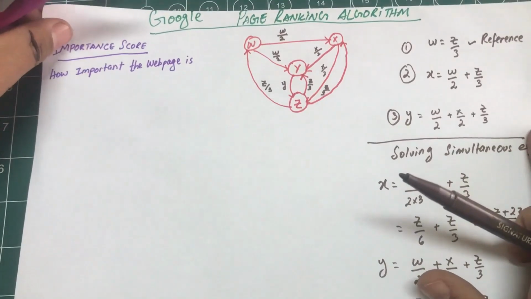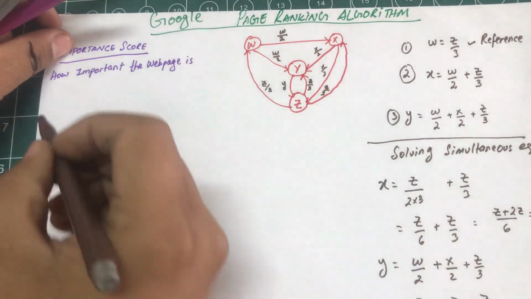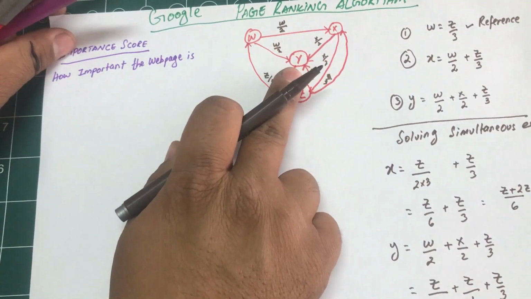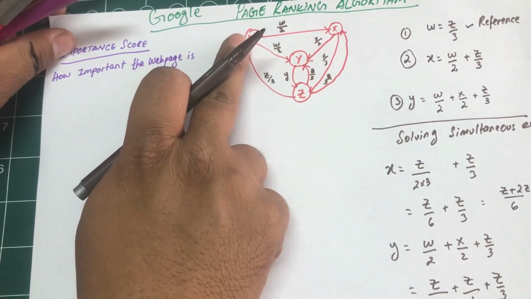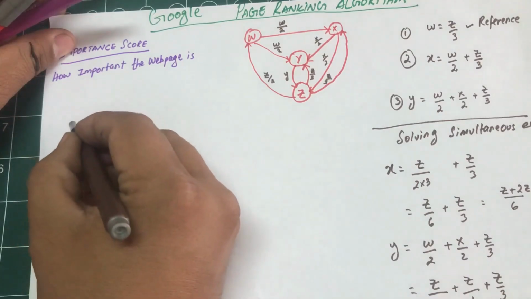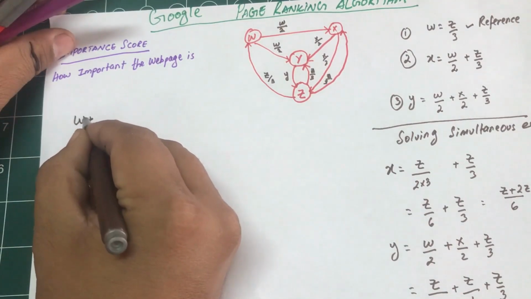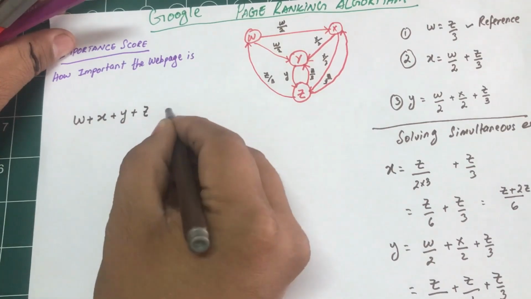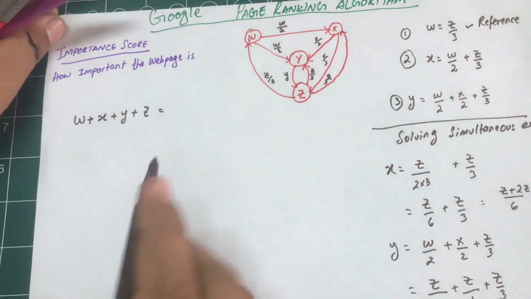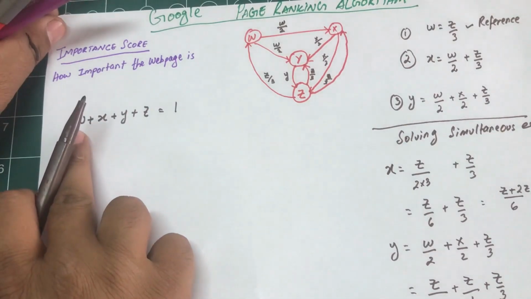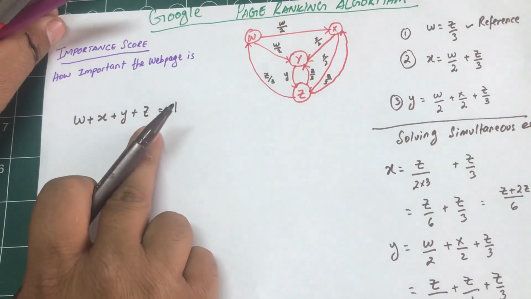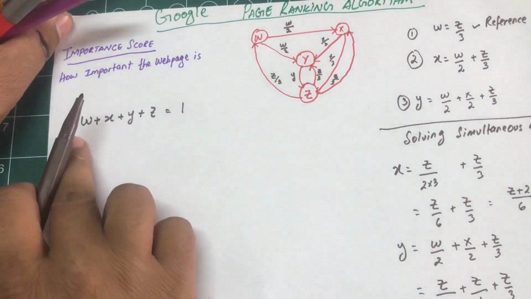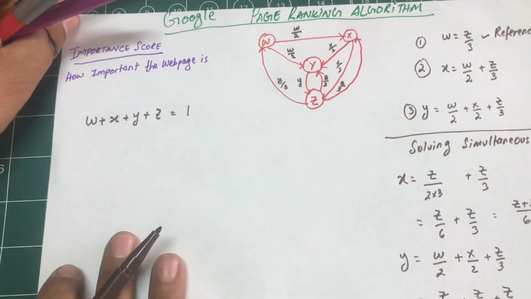What is the probability? We're going to do it in terms of a probability. What is the probability that you will be on this page, this page, this page? The probability that you're going to be either one of these pages is going to be 1. So we're going to take W, X, Y plus Z. They should all equal to 1. The probability that you might be on this page, on this page, on this page, on this page, everything, it's in terms of 1.